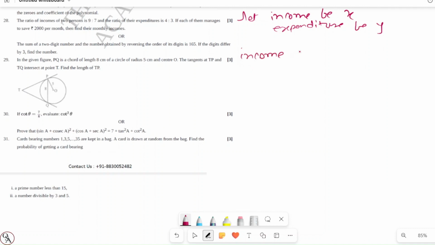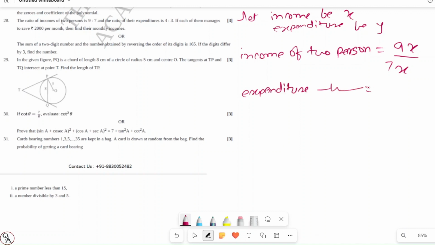The incomes of the two persons are in the ratio 9x upon 7x. And the expenditures of the two persons are in the ratio 4y upon 3y, and if each of them manages to save 2000 rupees per month, then find the monthly income. So we have to find the monthly income of them.